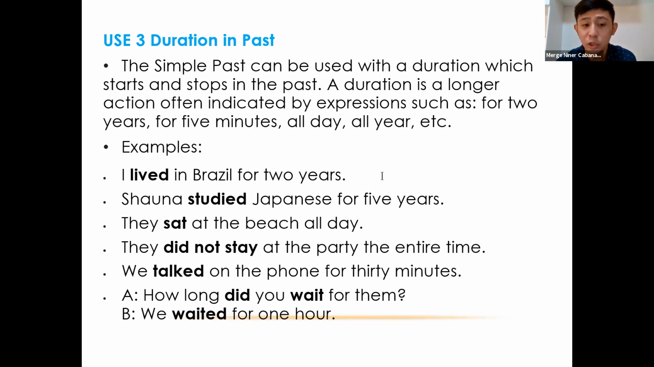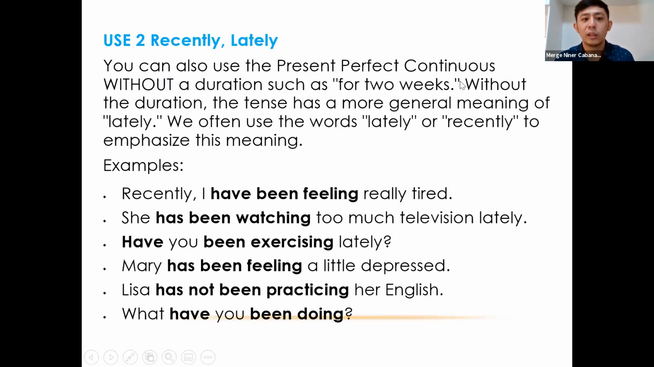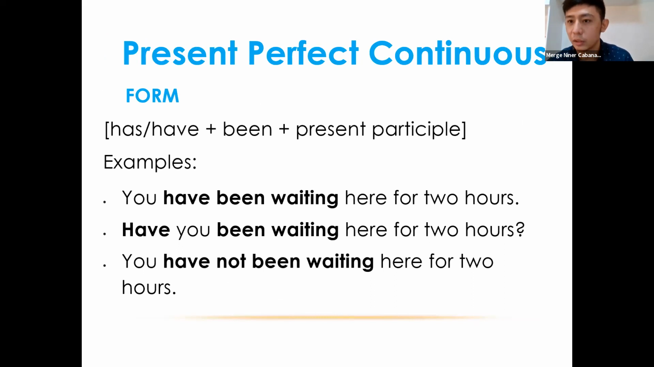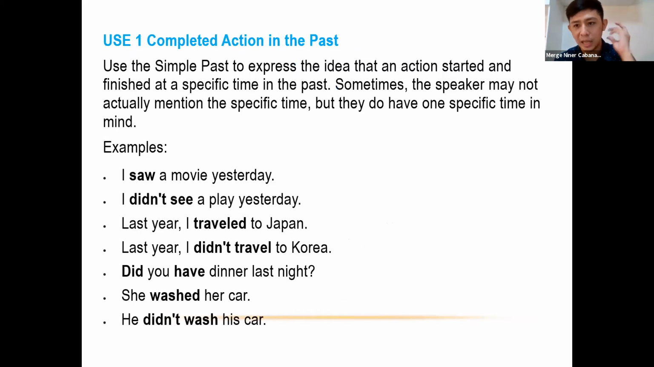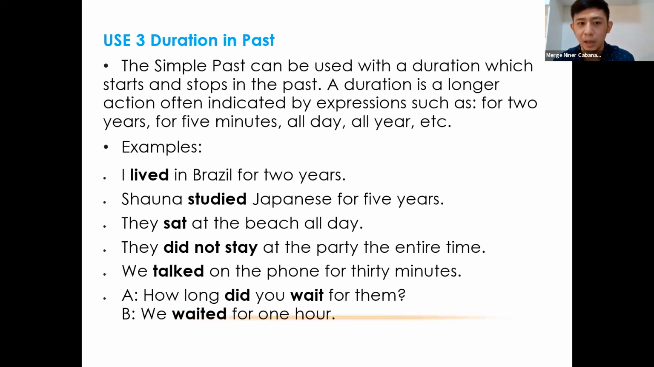They sat at the beach all day. When? Probably last month, but not now. It's already finished. So you get the point. You're talking about duration, but it's in the past. The action is already over. If you want to talk about duration that is still happening right now, then feel free to go back to the present perfect continuous. But right now, we're talking about the simple past form. You just have to get the verb, which is in the past, and that's it. All right.